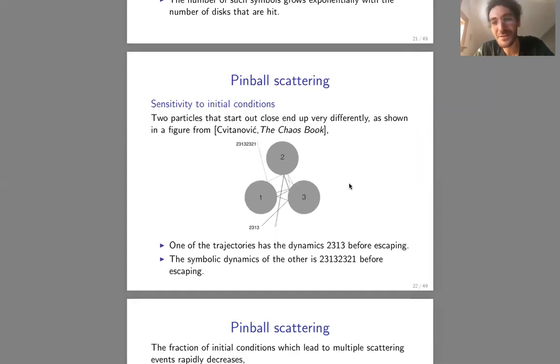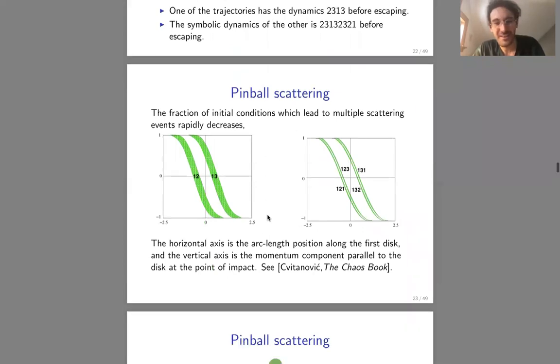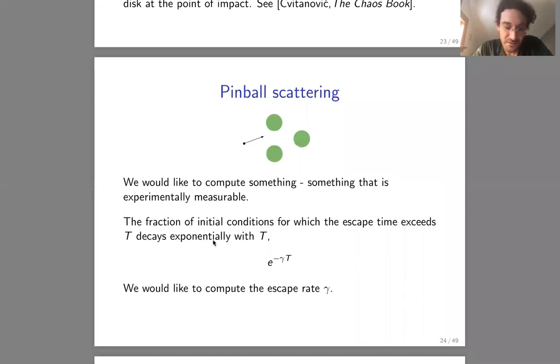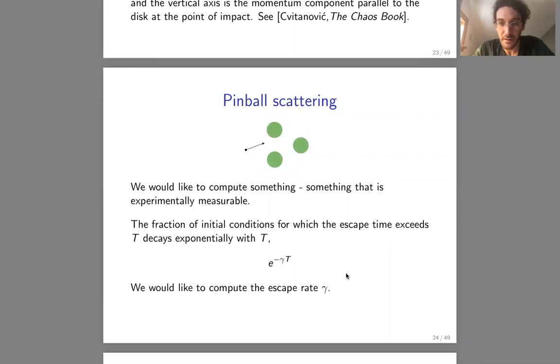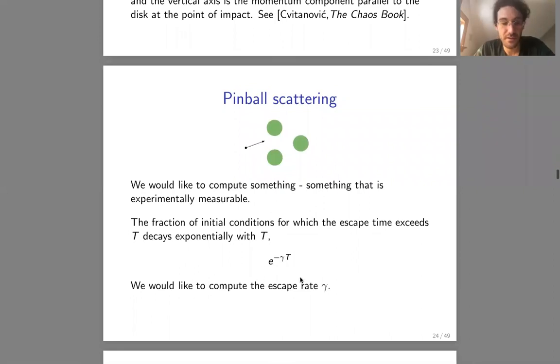Let me move on two slides. So here's probably it. We can ask what is the fraction of initial conditions which lead the escape time to exceed some time t, and that decays exponentially like e to the minus gamma t. And so the precise question is to compute gamma. That's what's been done, and this is what's described in Gaspard's chaos book. So this is a precise question.